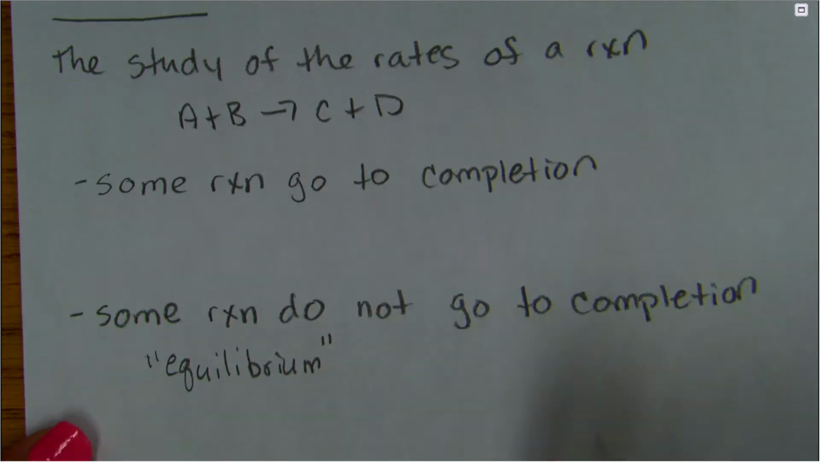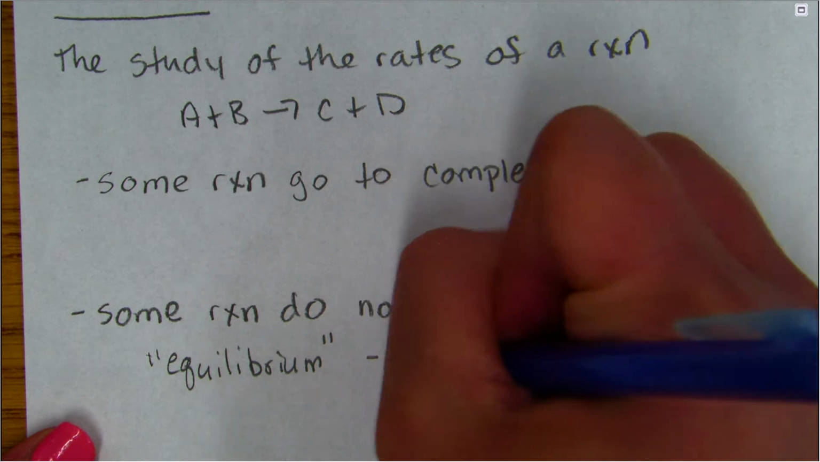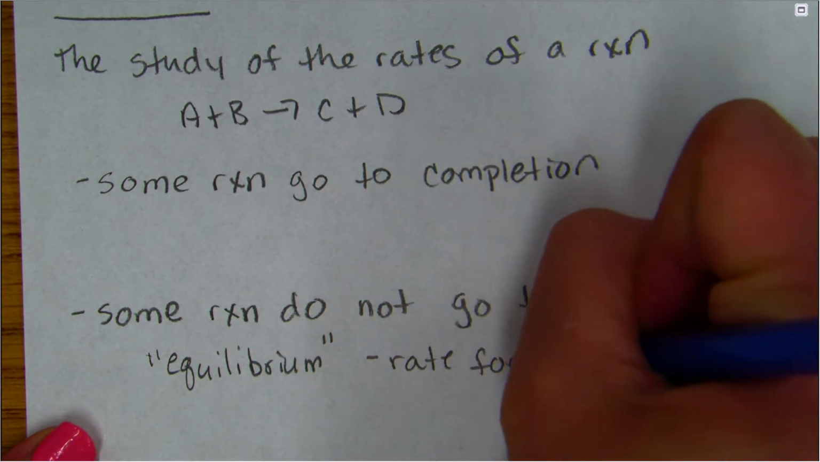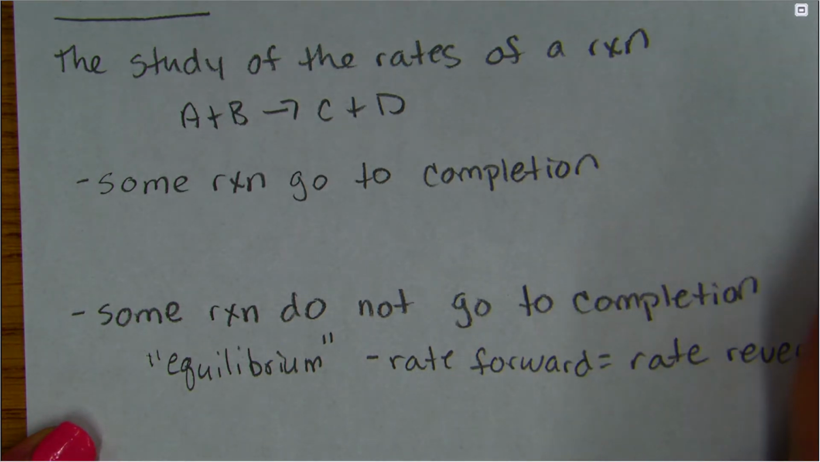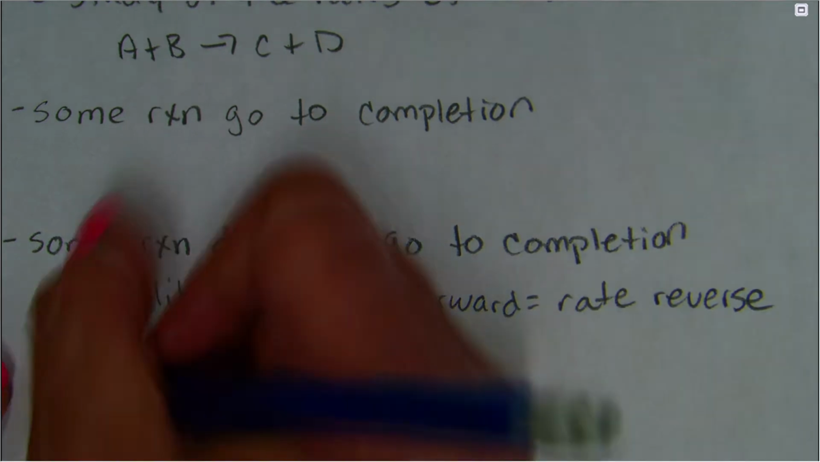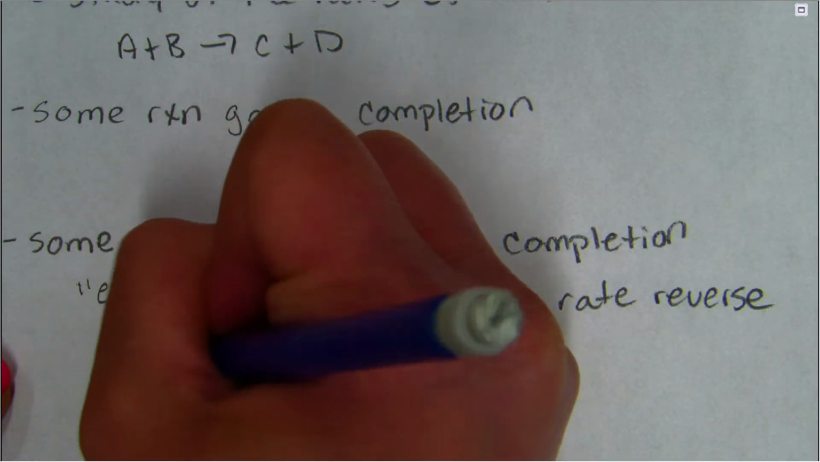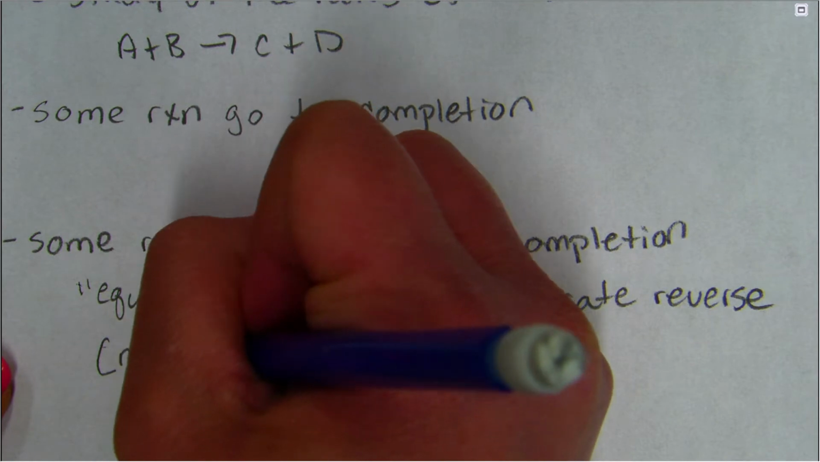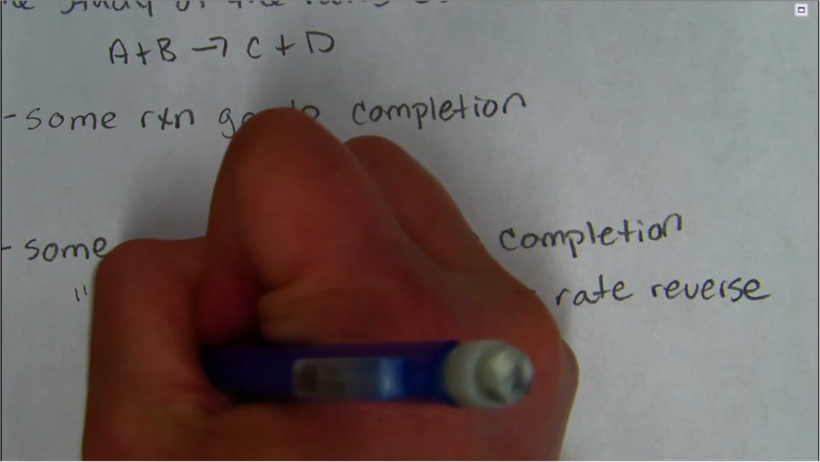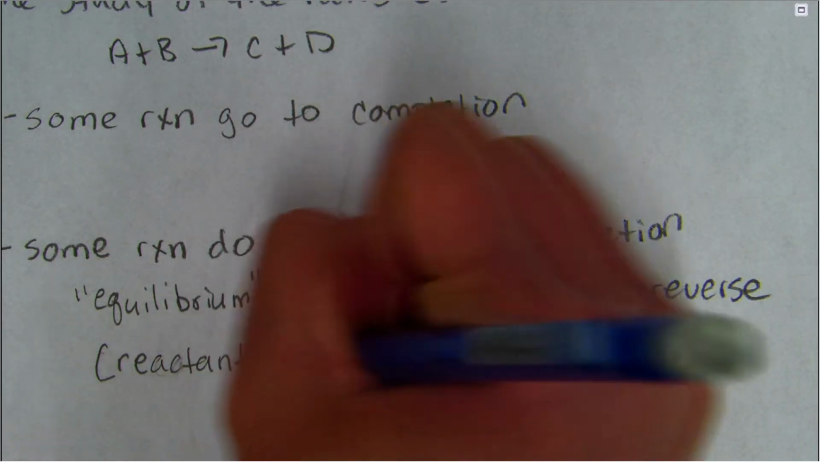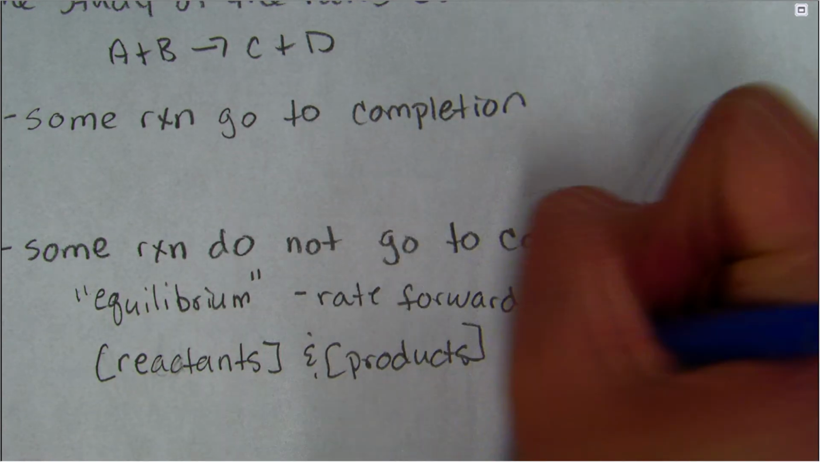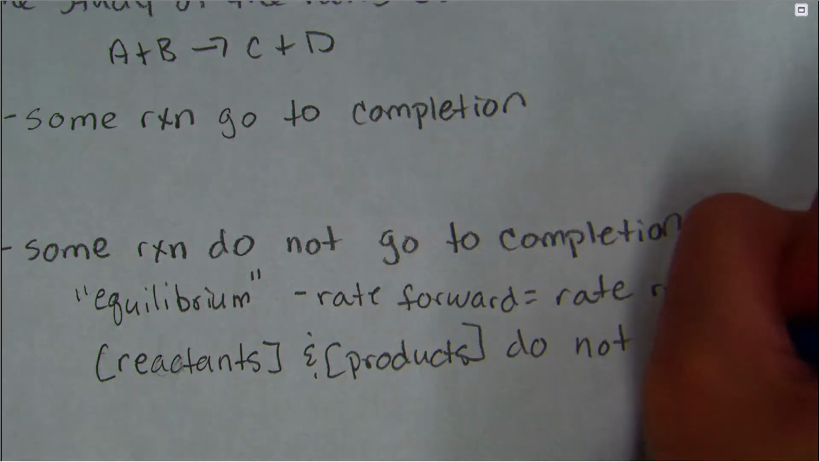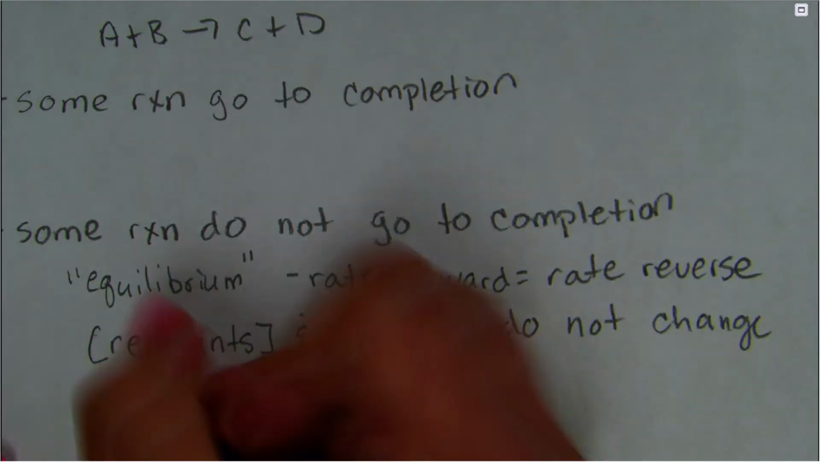This is where the rate of the forward reaction equals the rate of the reverse reaction. And therefore, our concentrations at equilibrium for the reactants and our concentration of products at equilibrium do not change in a given time.